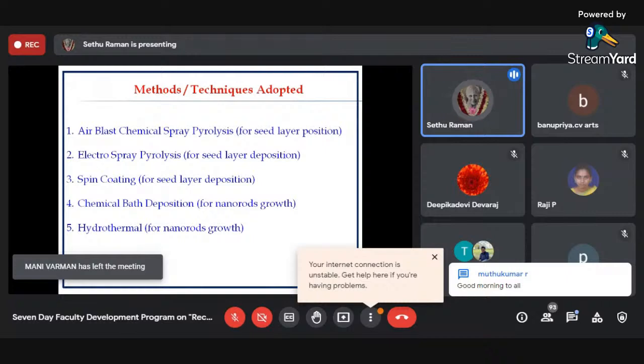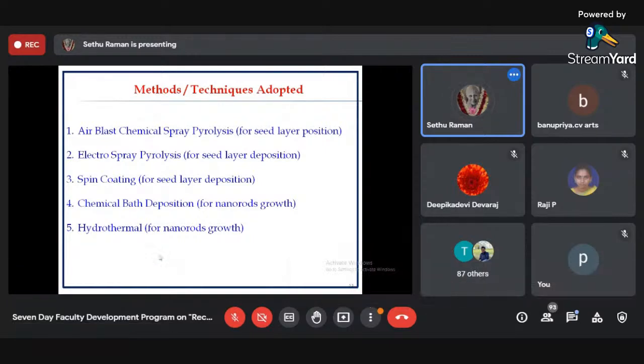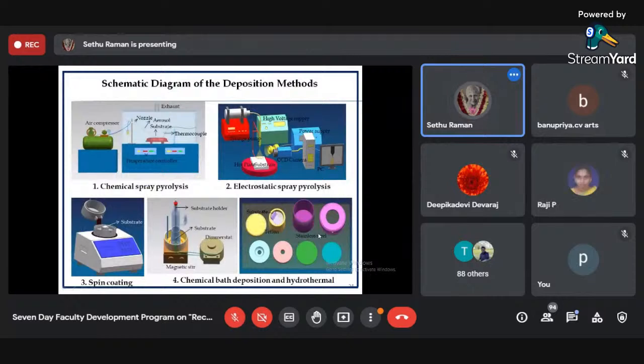So in this talk, we have used these techniques: chemical spray pyrolysis for seed layer preparation of TiO2 and ZnO, and electrospray pyrolysis and spin coating for seed layer preparation. All three are used for the seed layer preparation, and chemical bath deposition and hydrothermal techniques are used for the preparation of the nanorod structures of TiO2 and zinc oxide.